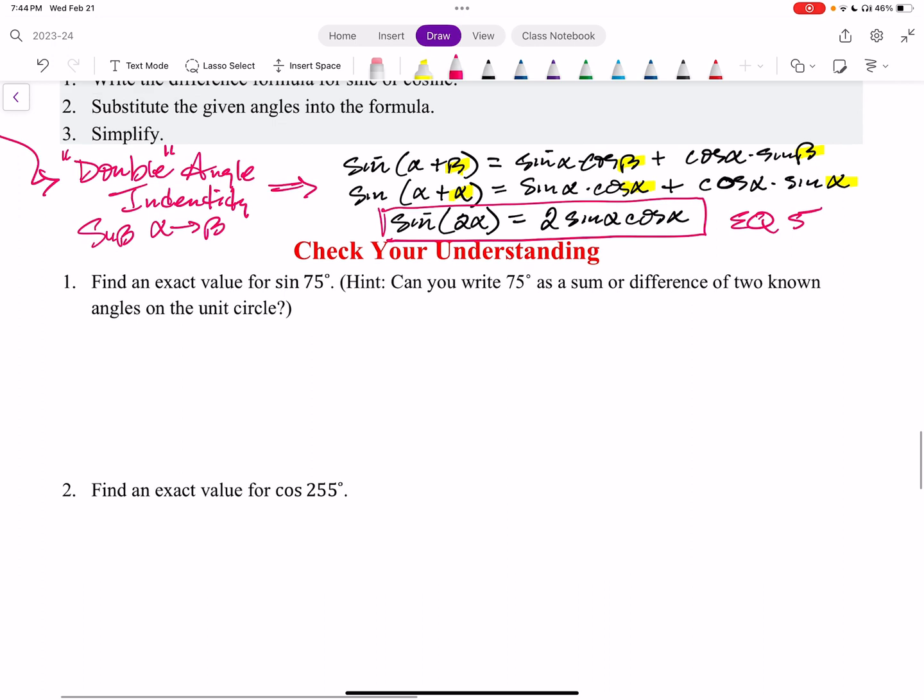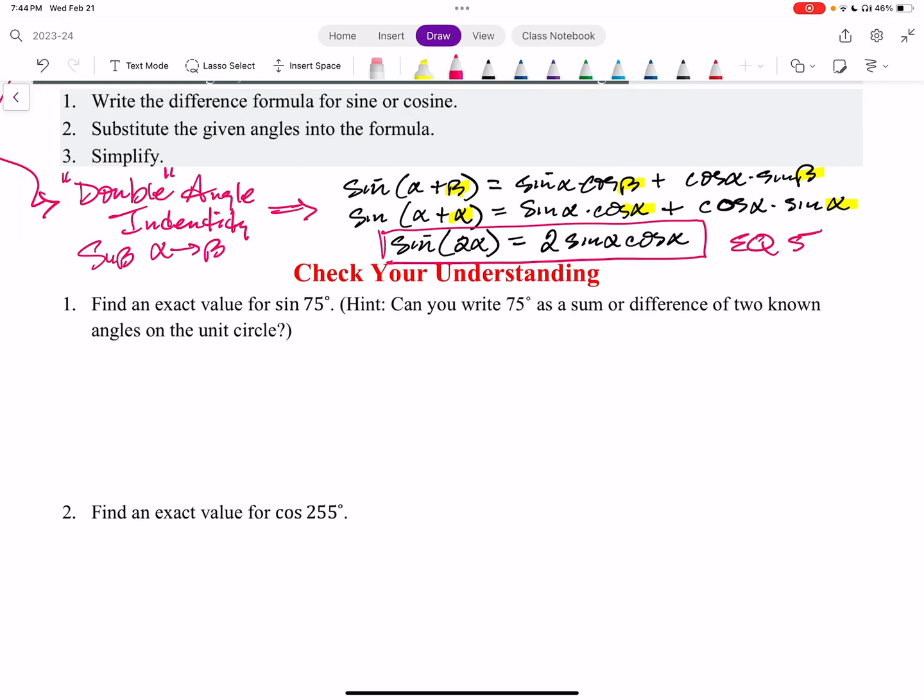And now it's time to apply your expansion formulas, your sum formulas for sine and cosine. So here we go. So find an exact value for 75 degrees. We want to rewrite 75 degrees as a sum or a difference of two known angles on the unit circle. So can you think of 75 as a sum or difference of two angles? Do you know two angles on the unit circle which basically add up to 75 or subtract to 75? And guess what? There's more than one answer.